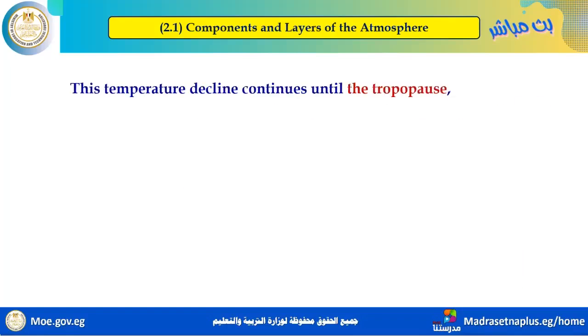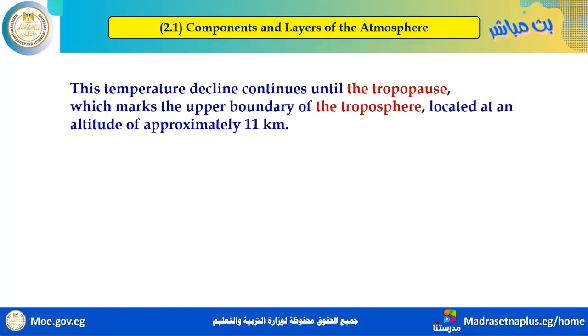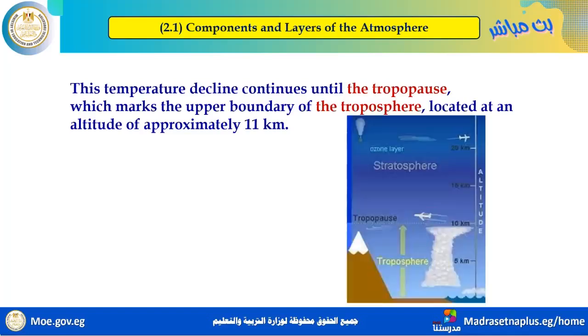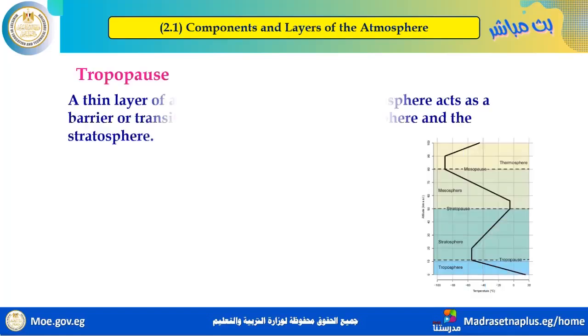This temperature decline continues until the region between the troposphere and the stratosphere, called the tropopause, which marks the upper boundary of the troposphere. It is located at an altitude of approximately 11 kilometers. This is a photo. Look, it is the separated region between the troposphere and the stratosphere. Tropopause.